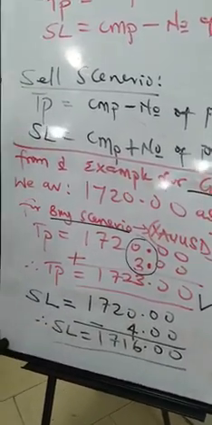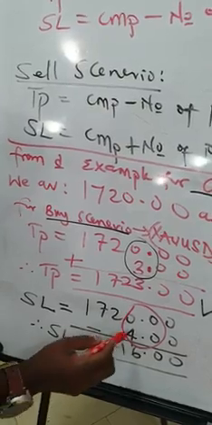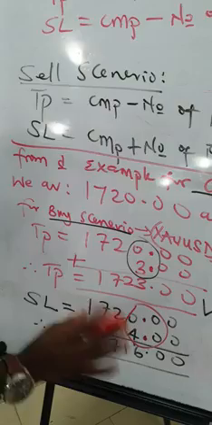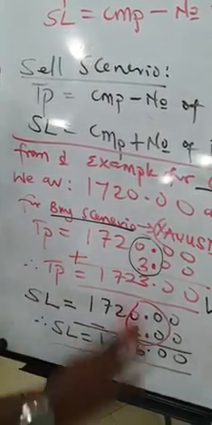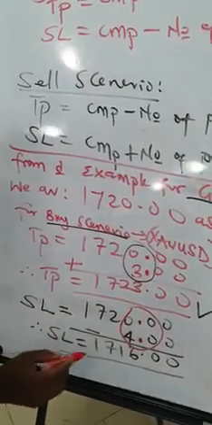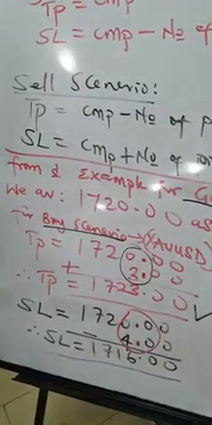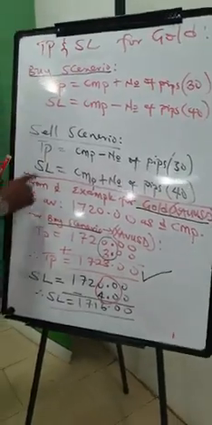Then look at the stop loss as well. The position of the 40. You can see the 4 before the decimal point. This is how you calculate it. Don't stress yourself. Don't worry yourself. Just know that this is how gold is calculated, and the answer is 1716.00. So let's do the next page, where I will clean this and then calculate for the sell scenario.